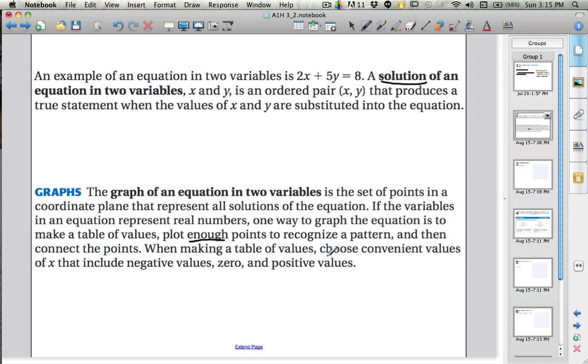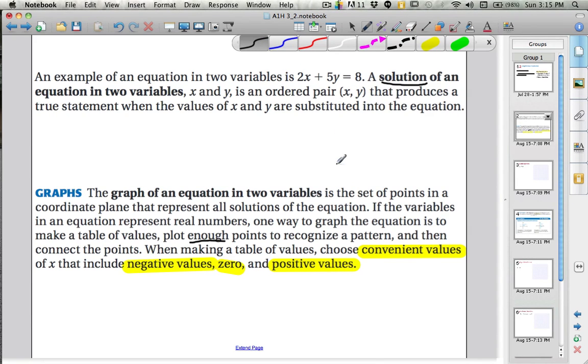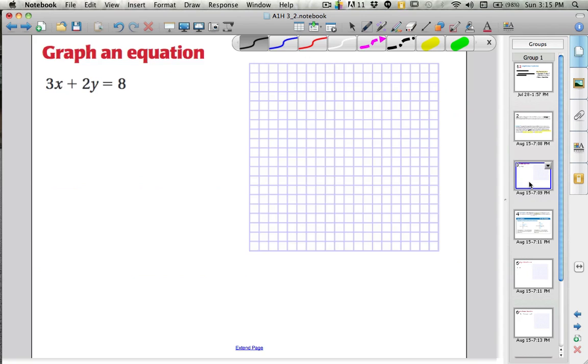When making a table of values, this is true anytime you're going to graph something unknown, choose convenient values, right? Make it easy on yourself. Include negative values, 0, and positive values, right? What does this equation do when the input is negative? What does it do when the input is 0? What does it do when the input is positive? Helps you identify what type of equation it is.